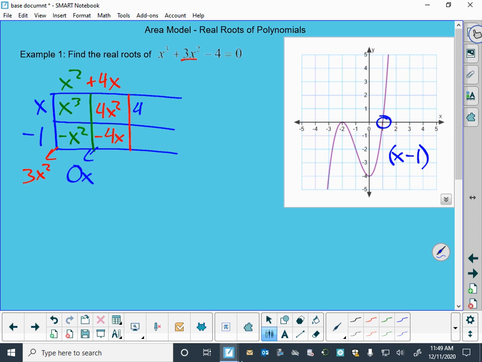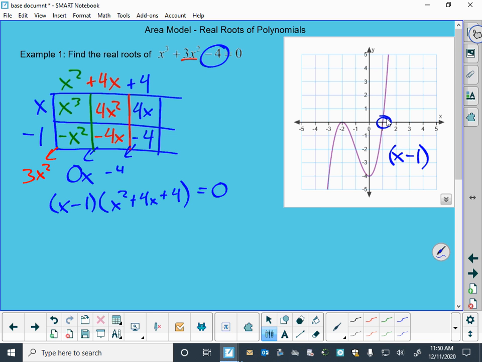But I'm supposed to add up to 0 x's, which means there must have been 4 x's there, which must mean this was a plus 4 and that's a minus 4, which is exactly what I wanted in my constant. It was supposed to be a minus 4, and it is. So, so far, this factors to an x minus 1 and an x squared plus 4x plus 4. That's still all equal to 0, according to what we had up there.